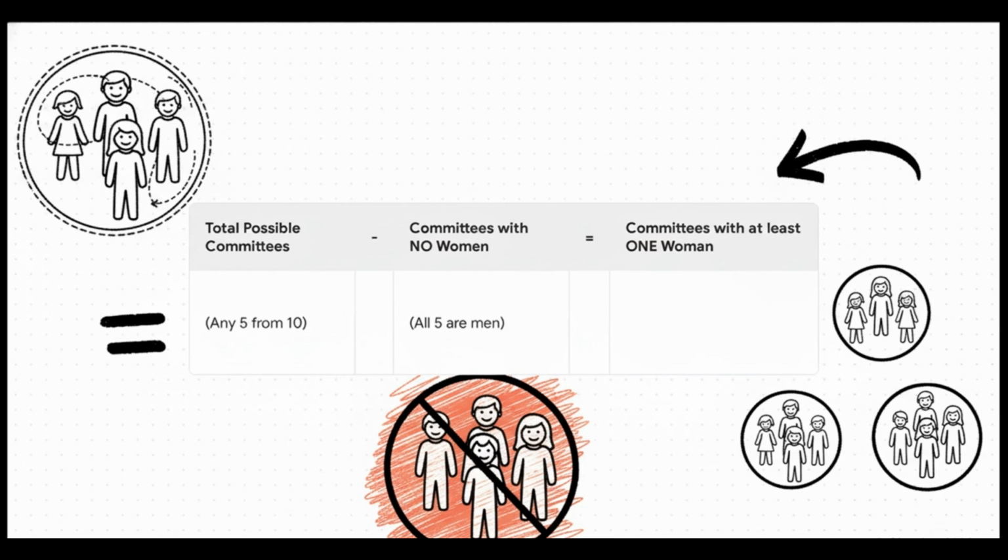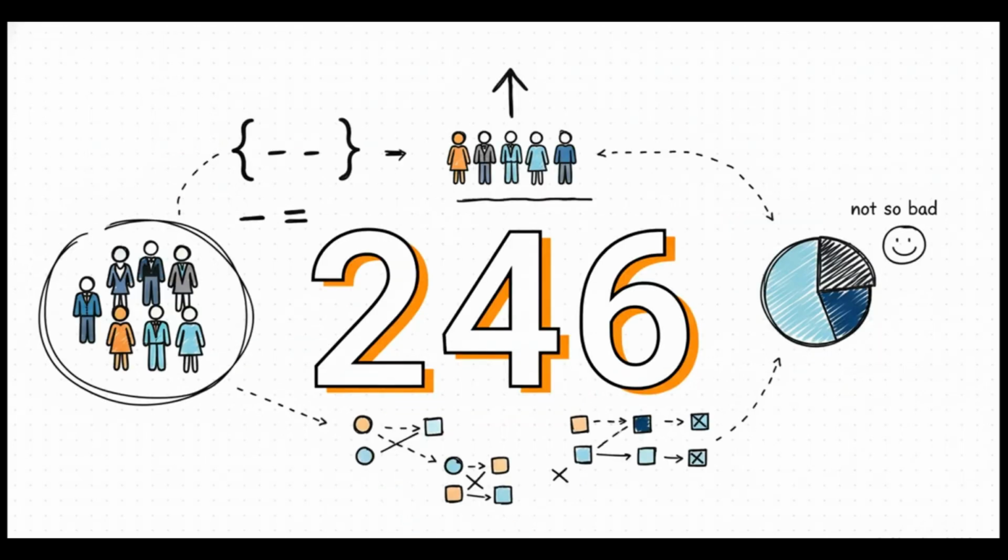Instead of trying to count all the committees with exactly 1 woman, then 2 women, then 3, then 4, which would take forever, it's so much easier to just figure out the total number of committees you could possibly make, and then subtract the one type of committee we don't want, a committee with 0 women. And when you run the numbers, it's actually pretty simple.